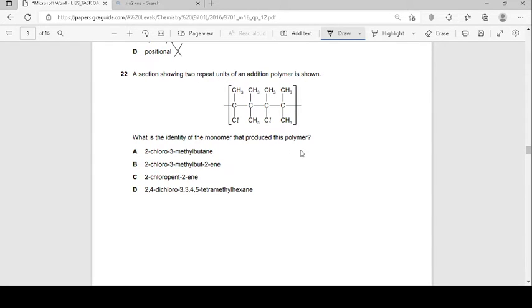A section showing two repeat units of an addition polymer is shown. What is the identity of the monomer that produces the polymer? So let's draw it out. For drawing the monomer, we just cancel out these two single bonds and remake the double bonds. So that is the monomer that we have.